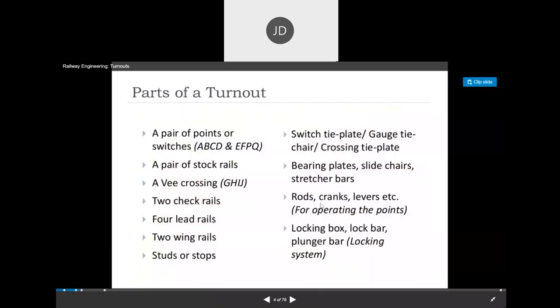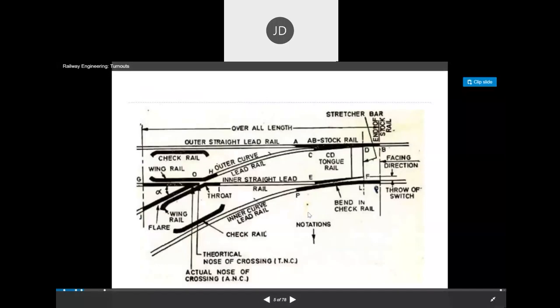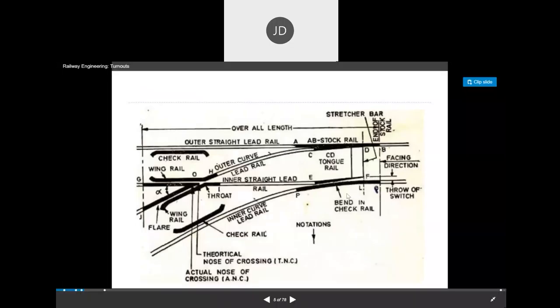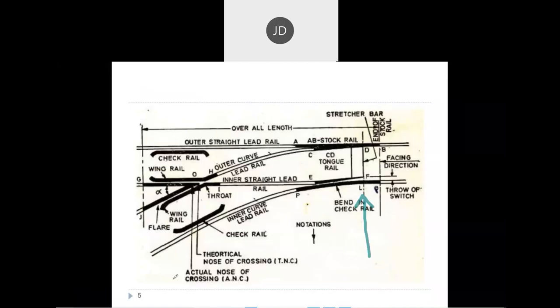Then rods, cranks, lever. Okay, we'll discuss that. Basically, these are the components of a turnout. So here you can see this is a very rough diagram of a turnout, or you can say point and crossing. This part represents the point. This is the point part, and this is your crossing part.